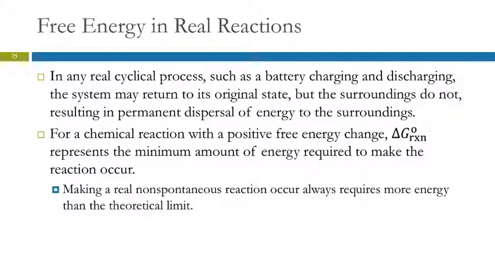So if we have a reaction with a positive free energy, something that's non-spontaneous, that delta G represents the minimum amount of energy needed to cause that reaction to occur. In actuality, you're going to have to put in more energy.